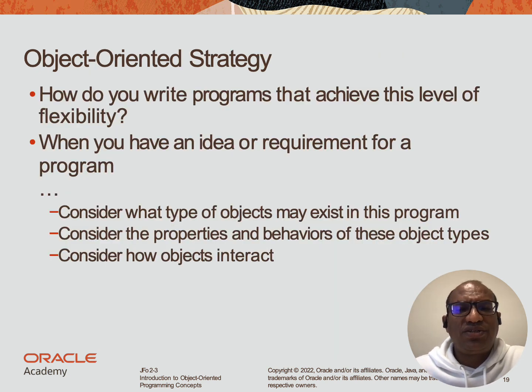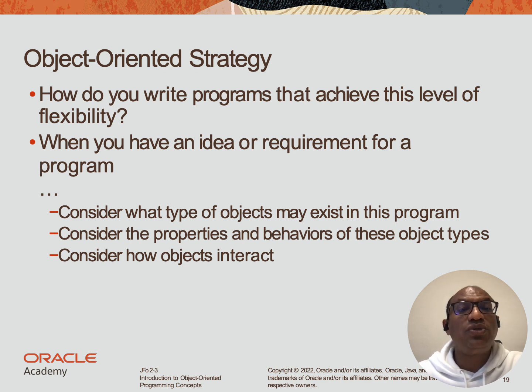Now, think about programming strategy. When you have an idea, identify the objects you need, their properties, behaviors, and how they will interact with each other. Now, when you design a Java program, first identify the objects, then determine the object's characteristics or properties, and then determine the object's behaviors or operations. It's also useful to consider how objects will interact or affect each other's properties.